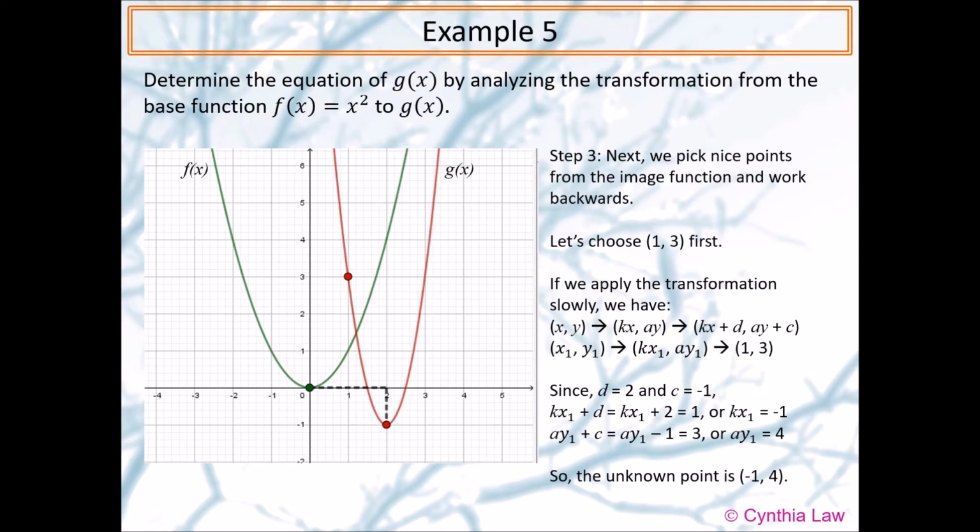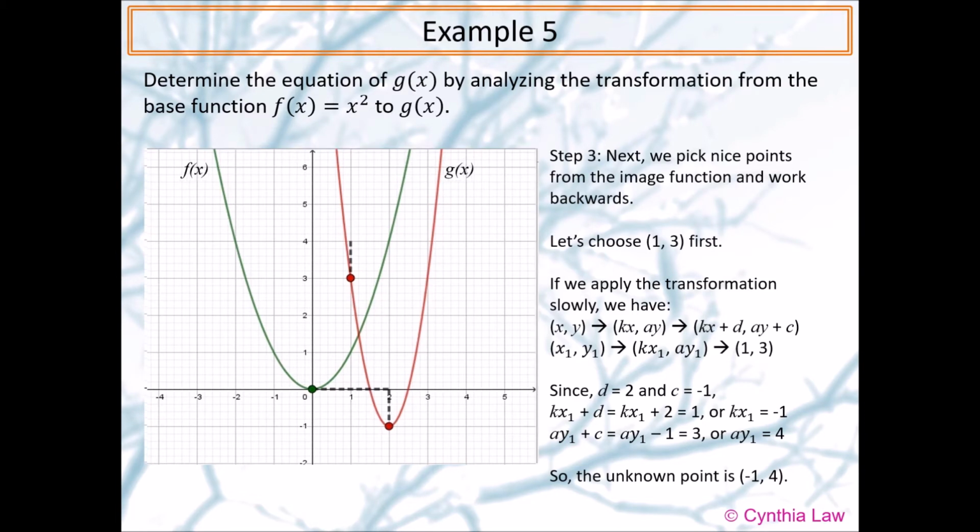Now it looks pretty complicated. So now let's look at the graph visually and do it much faster. Because we know that d is 2 and c is -1, we can undo the vertical translation first. So we can go up 1 from the point 1, 3, and then we go left 2 units. And there we are. We are now at the point -1, 4. We don't really need to solve equations.